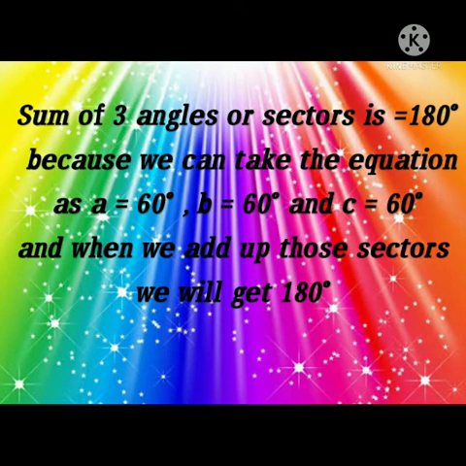It is proved that the sum of three angles or sectors is equal to 180 degrees, because when we take the equation as A equal to 60 degrees, B equal to 60 degrees, and C also equal to 60 degrees, and when we add up those sectors we will get 180 degrees.